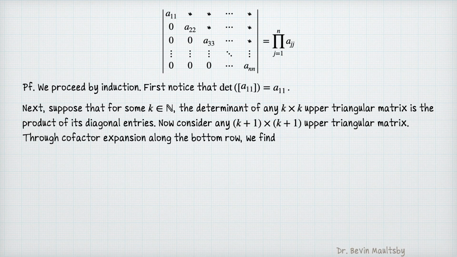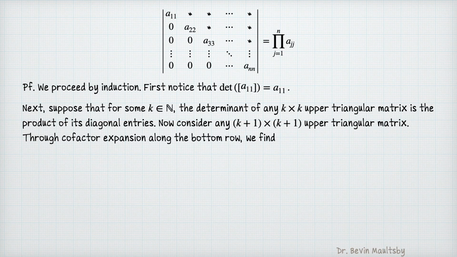Suppose that for some k from the set of natural numbers, the determinant of any k by k upper triangular matrix is the product of its diagonal entries. So that is our hypothesis, that there's some dimension k out there so that a k by k upper triangular matrix will satisfy this determinant formula. To save a little room, I'm proceeding right into step 3 here, but it might be nicer to actually put it on its own line.